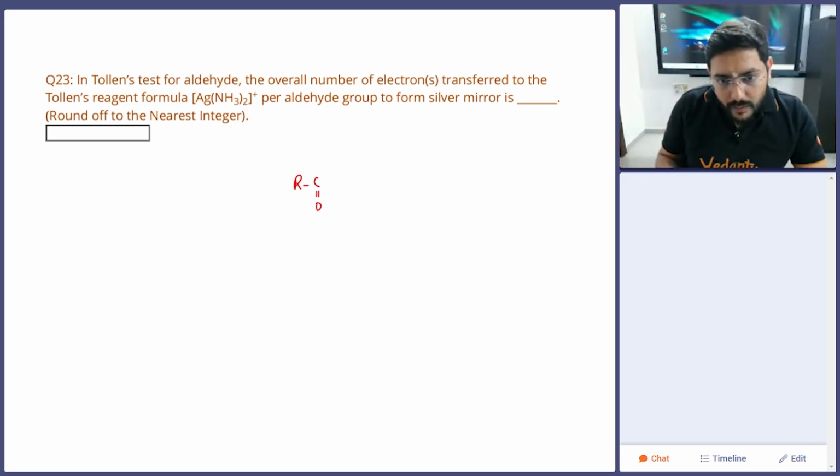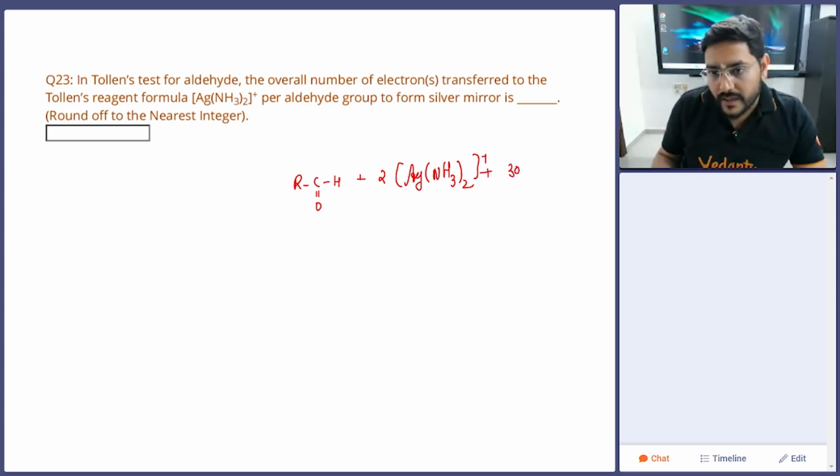RCHO in presence of 2 [Ag(NH3)2]+, in presence of basic condition, what are we going to get? We are going to get RCOO negative plus 2 Ag, and 2 H2O and NH3.